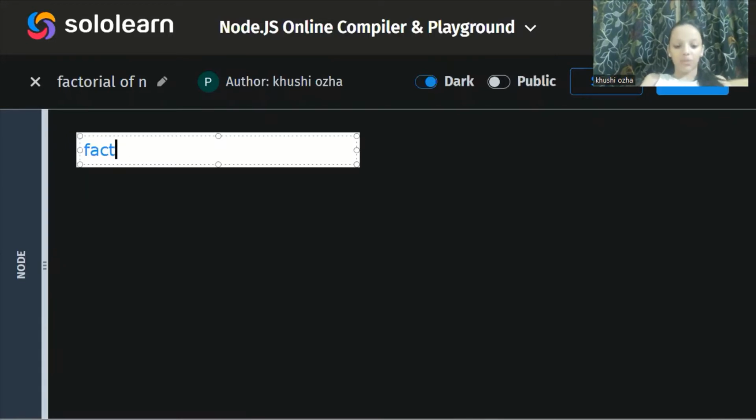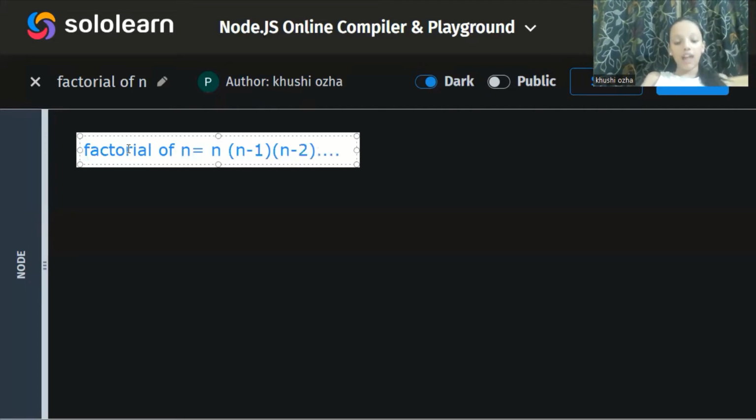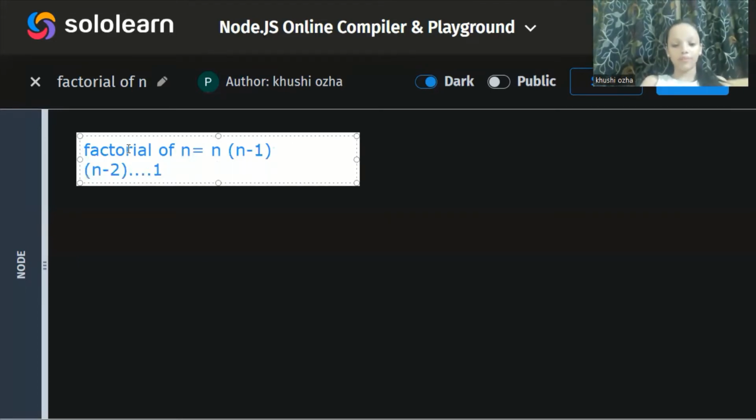Now the factorial of n, where n is a natural number, can be given by n into n minus 1 into n minus 2, and this goes on until the value becomes 1, and this will be the factorial of n. N factorial is written as n followed by an exclamation mark.